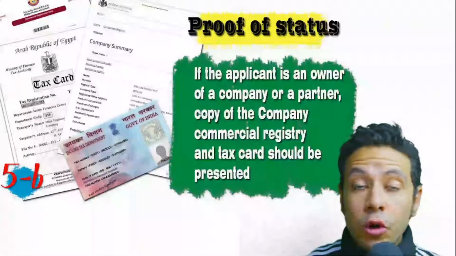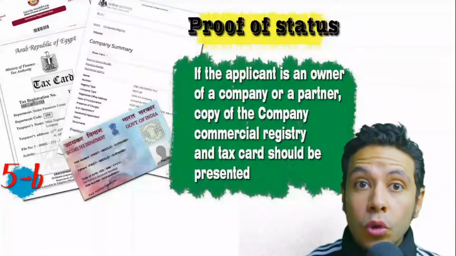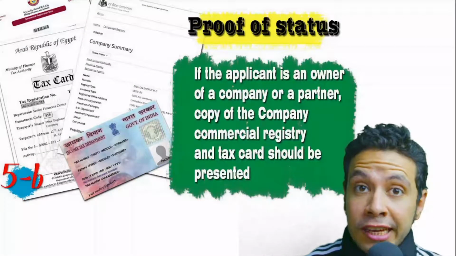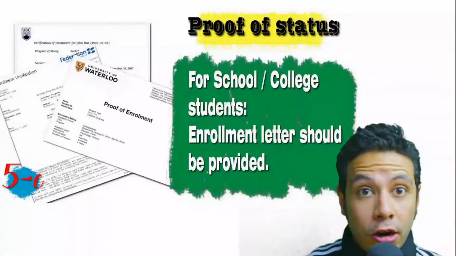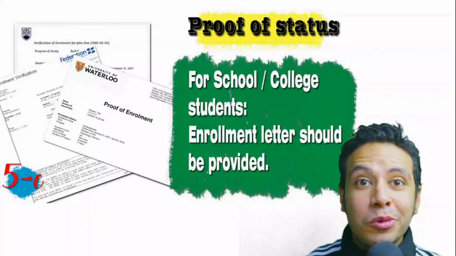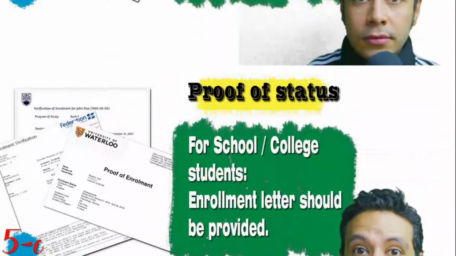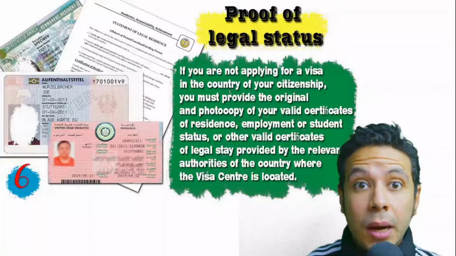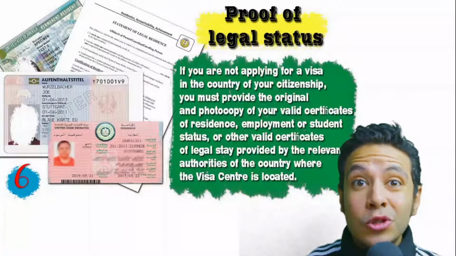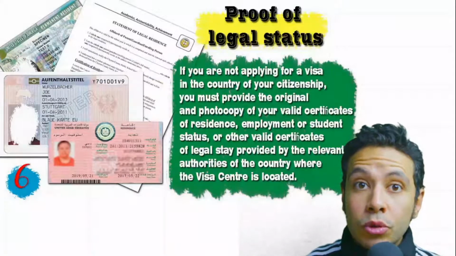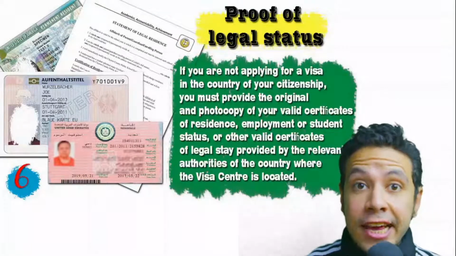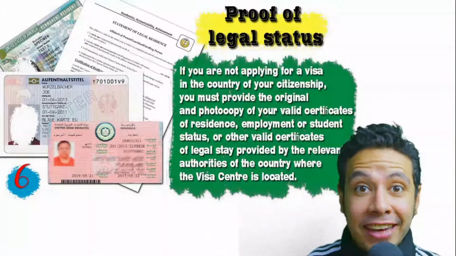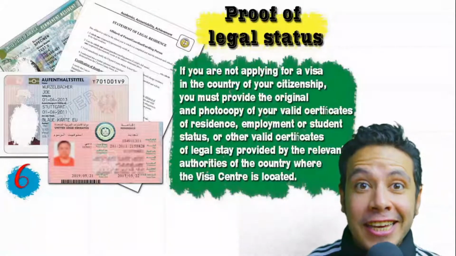But in case you are the owner of the company or you run your own business, then your commercial registry and your tax card must be presented. But if you are a student in a school or a college, an enrollment letter should be provided from your university or your school. In some cases you might be applying from a country different than your own country. At that moment you will need to provide a proof of legal status, which is a certificate of legal residence in this country, and in some cases a valid residence visa for this country can also be accepted.